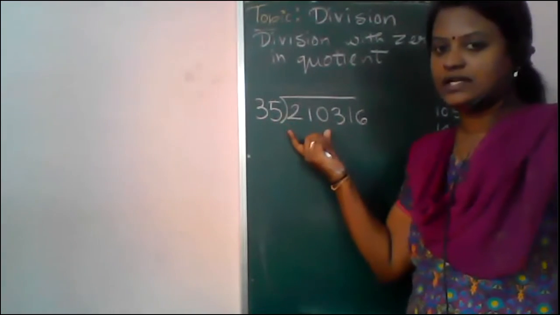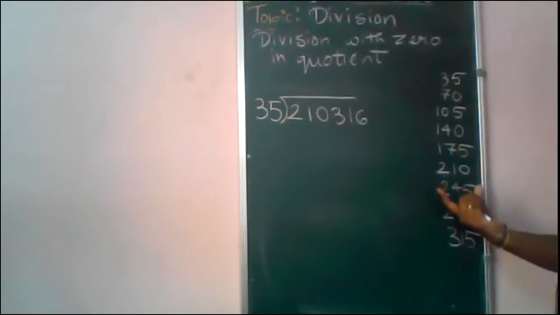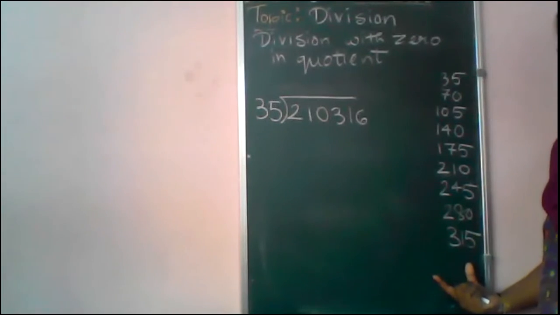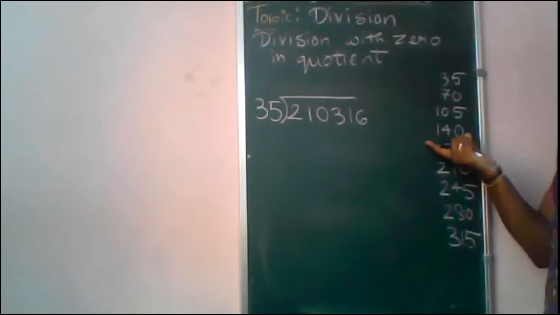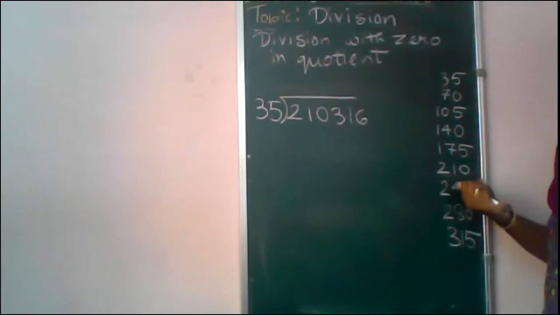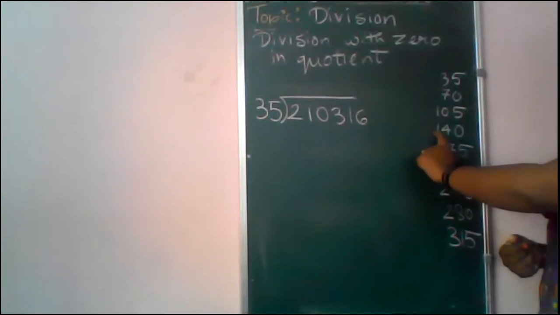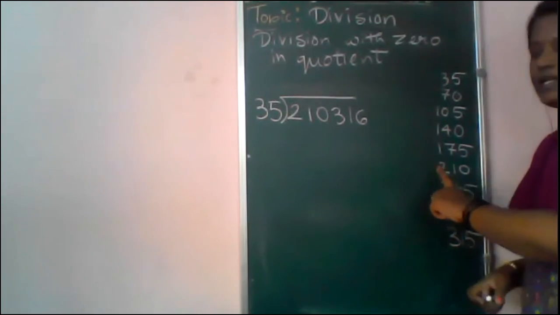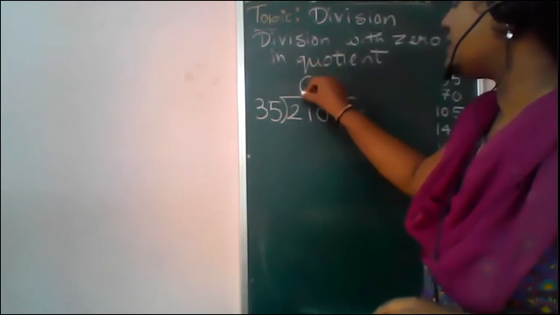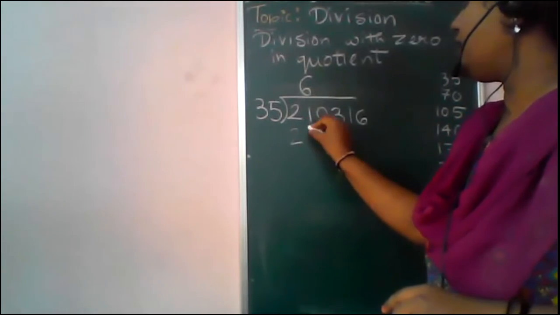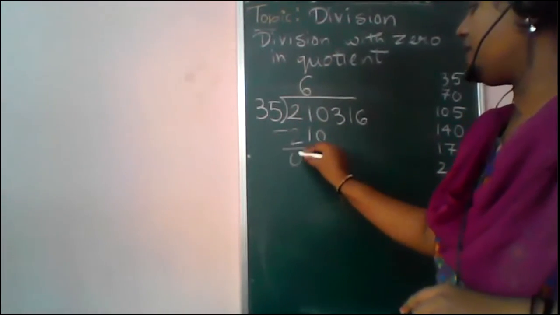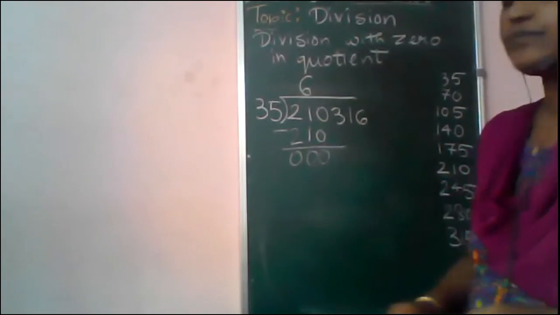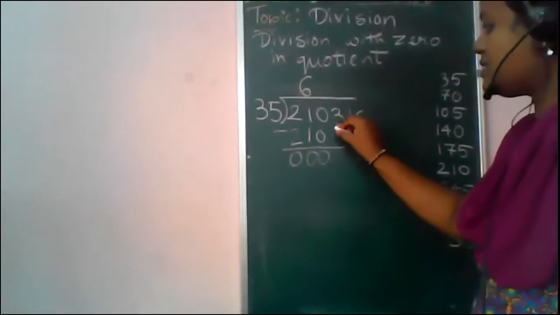35 and 210. On the other side, we have mentioned the table of 35. Looking at the table of 35, when we check each and every one, we see that 210, that is 35, 1, 2, 3, 4, 5, 6 are 210. So I shall note 35, 6 are 210. We subtract, we get the remainder 0. Now bring down the next digit.